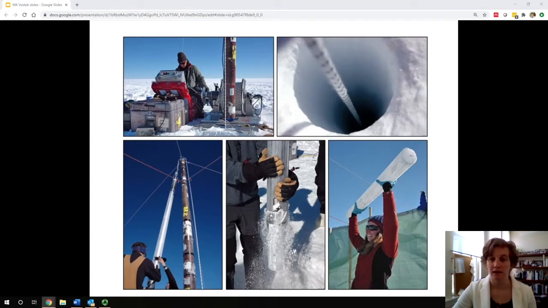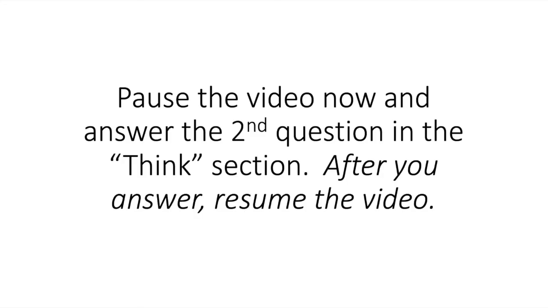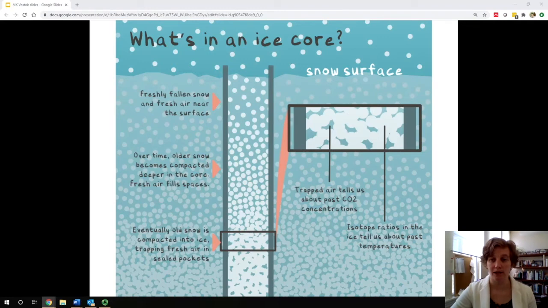Think for a second. How could the air bubbles trapped in ice give us information about the past temperature and carbon dioxide concentration? Pause the video and click on Think on the right side of the screen to answer this question. I mentioned that scientists can use ice cores to learn about Earth's past climate and atmosphere, but let's take a closer look at how that works.